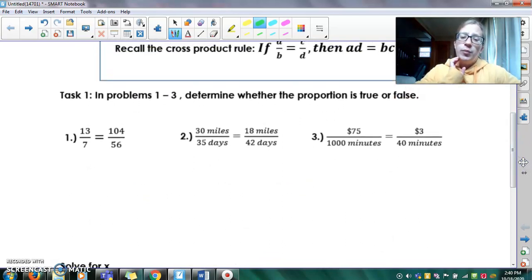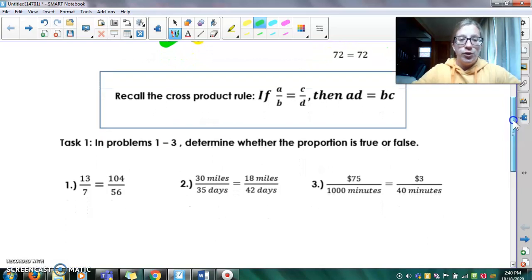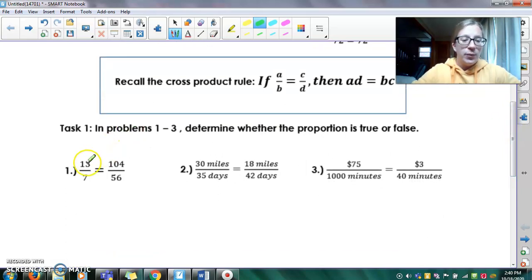So let's put that into some practice for our examples 1 through 3. It wants us to determine whether the proportion is true, meaning they are equal to each other, just like what we saw up here, or false, they are not. And the way we check that is the cross product or cross multiplication rule. So our first example would be 13 going across the equal sign to the 56, and we also have 7 to the 104. And that idea of product is another way of saying to multiply or times.